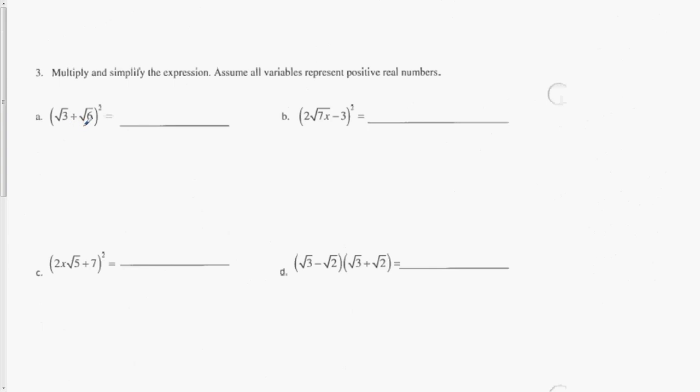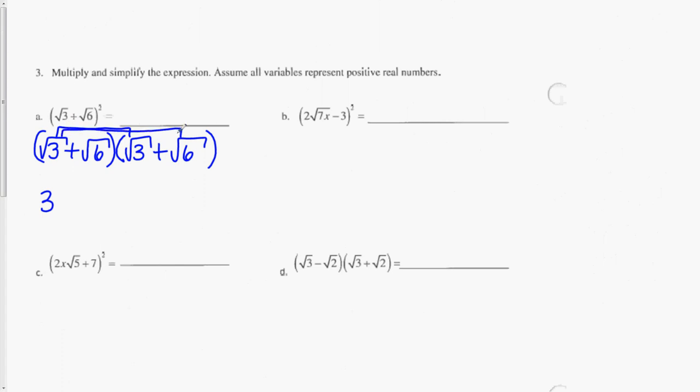Square root of 3 plus square root of 6 squared. I'm going to write it out twice, and then we're going to FOIL it. Now, you need to do all of the parts of FOIL on this one because these are not conjugates. These are exactly the same. So first times first, square root of 3 times square root of 3, that would be square root of 9, which equals 3. I'm going to try it and see if you can do that in your head this time.